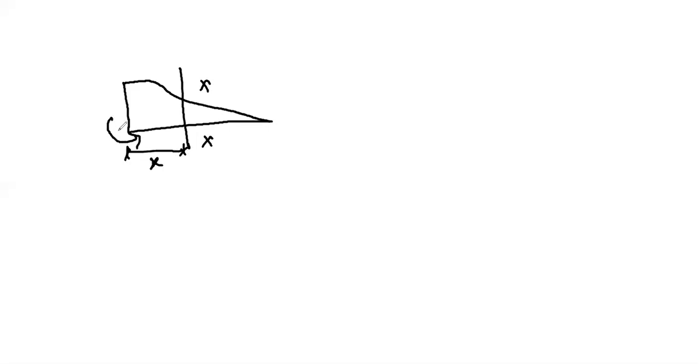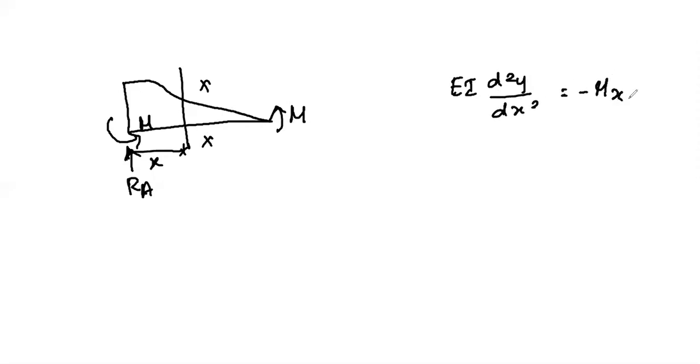Applying one moment here, that is M. Here there will be a reaction RA. This moment is applied at both the points A and B. The double integration equation is EI d square y divided by dx square is equal to minus Mx. Using this equation only, you will be finding the value of the deflection and the slope at the point X. For this, you have to find the value of Mx.